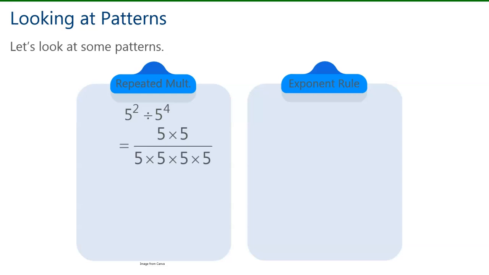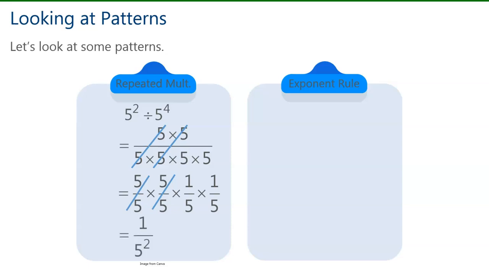Using repeated multiplication, we can write 5 squared as 5 times 5, and 5 to the 4 as 5 times 5 times 5 times 5. Simplifying, we'll get 5 over 5 times 5 over 5 times 1 over 5 times 1 over 5. Recognizing that 5 over 5 is 1, here's another 1, and we're left with 1 over 5 times 1 over 5, which is 1 over 5 squared.